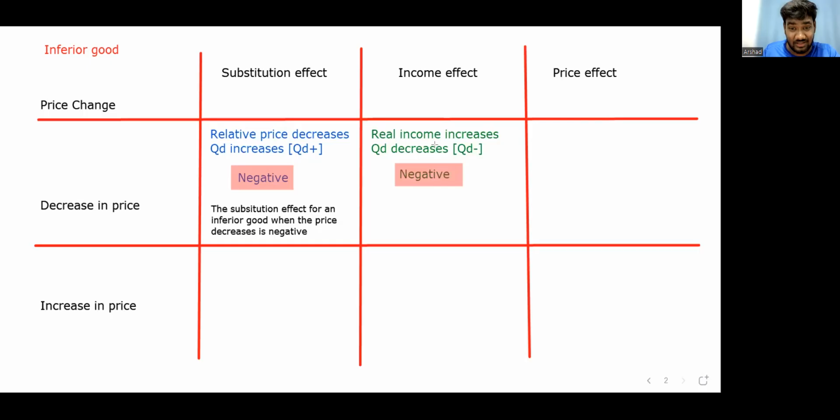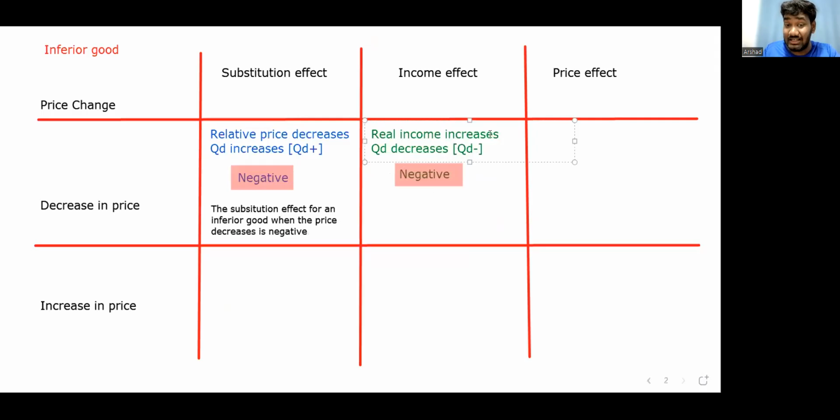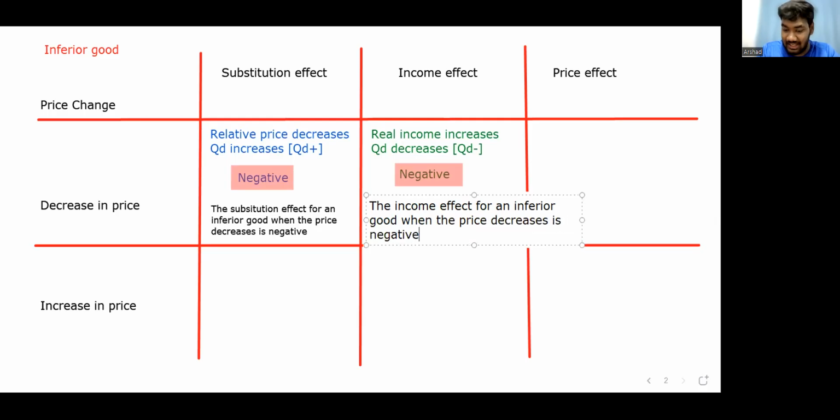For an inferior good, this change came now. See, for a normal good, this was positive, right? When your real income increased, you bought more. But for an inferior good, when your real income increases, you're buying less, right? So it's a negative relation. So what can you say? You can say that the income effect for an inferior good, when the price decreases, is negative.